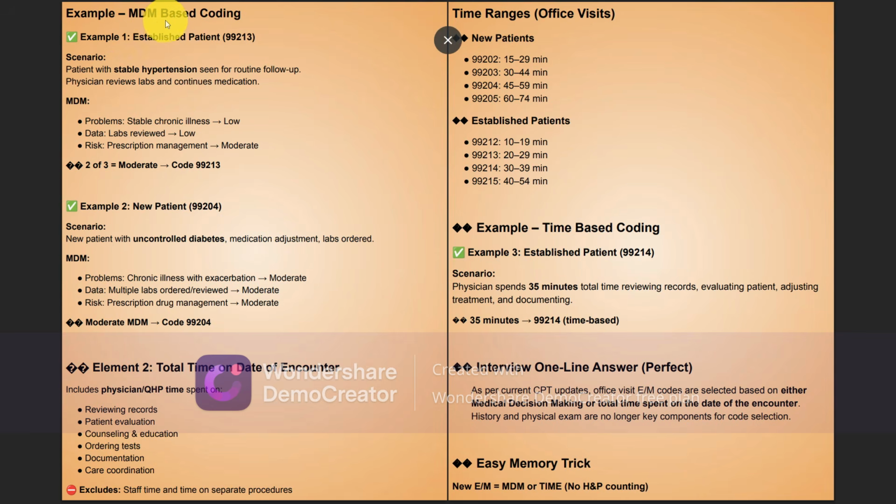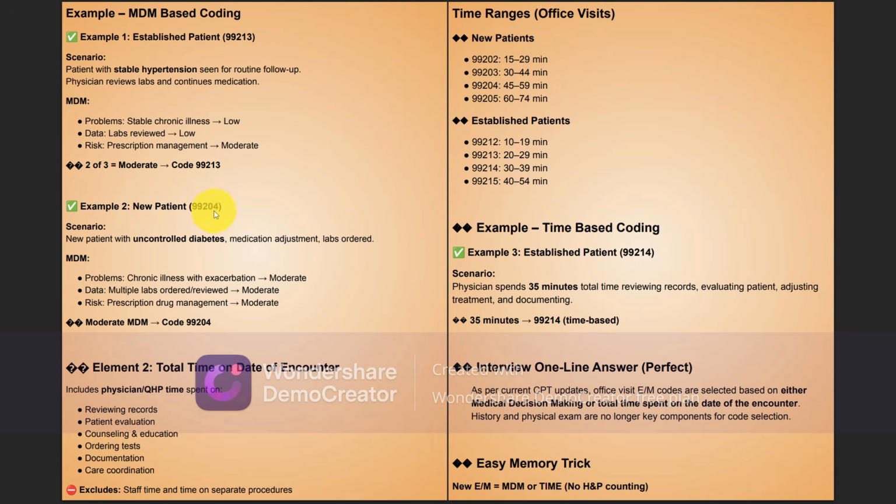Example based on MDM coding. Example: established patient 99213 scenario. Patient with stable hypertension seen for routine follow-up. Physician reviews the labs and continues medication. MDM problems: stable chronic illness, so we are selecting low from the table. Data, labs reviewed: low. Risk: prescription drug management is moderate. Two out of three are moderate. Code is 99213. So nowadays it's considered moderate to low.